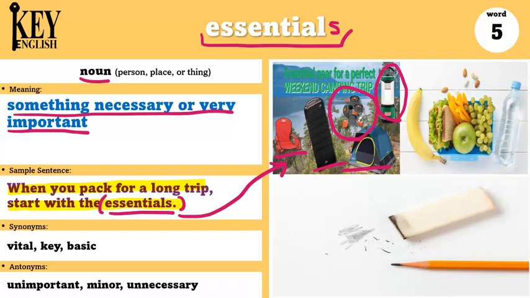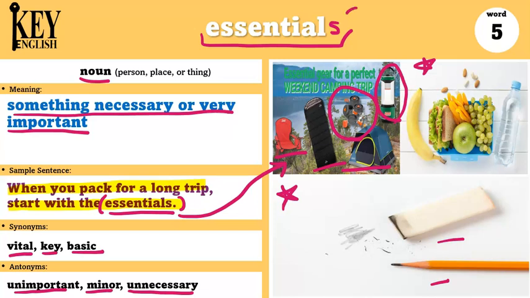Another example would be food and water are everyday essentials. They are things that we need every day. How about if you're going to go take a test? What are the essentials that you need? So I can say before a test, pencils and erasers are essentials. These are the things that you need for whatever activity you are doing. Some synonyms are, again, vital, key, and basic. And antonyms are unimportant, minor, and unnecessary.